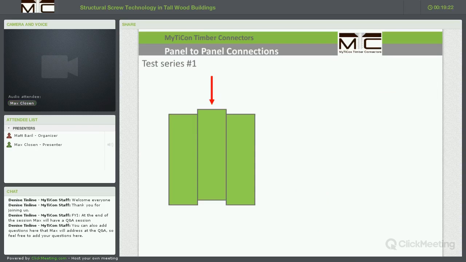In the second step, we will be looking at the panel-to-panel connection now.